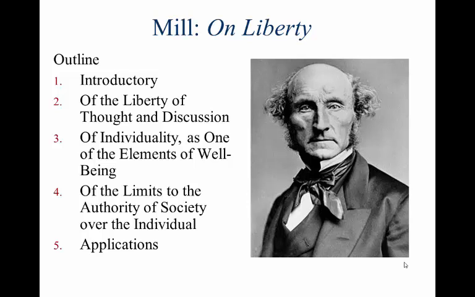This first slide is an outline of the essay itself in 5 chapters. There is an introductory section where Mill outlines his thesis and talks about the importance of the issue. The next section is called Of Liberty of Thought and Discussion, which is specifically, as you might expect, about the freedom of speech and the importance thereof. The central chapter is called Of Individuality as one of the elements of well-being. Then he talks about the limits of authority of society over the individual and goes over some applications.